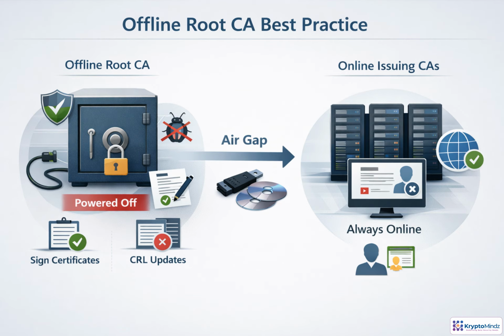In Contoso's production PKI, the root CA is treated like a crown jewel. It's powered off most of the time, stored in a secure location, and never directly connected to the network. It wakes up only to sign new issuing CAs or publish updated CRLs, then goes dark again. Day-to-day enrollment is handled by online issuing CAs. This separation greatly limits attack paths, but it also demands disciplined procedures and careful change planning.